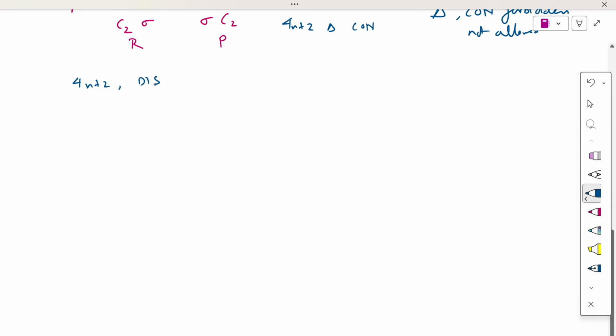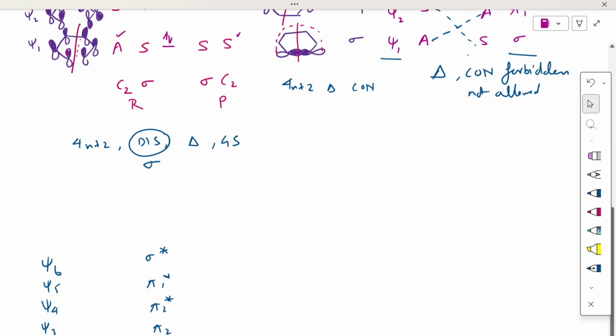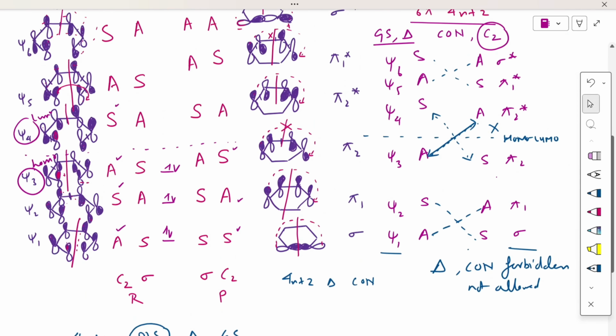We will try disrotation in thermal condition, so it is a ground state condition. For that, since it is dis, we have to take the plane of symmetry. So again xi1 xi2 xi3 xi4 xi5 xi6, sigma, pi 1, pi 2, pi 2 star, pi 1 star, sigma star. Now we have to write the symmetry, asymmetric or symmetric with respect to sigma plane.